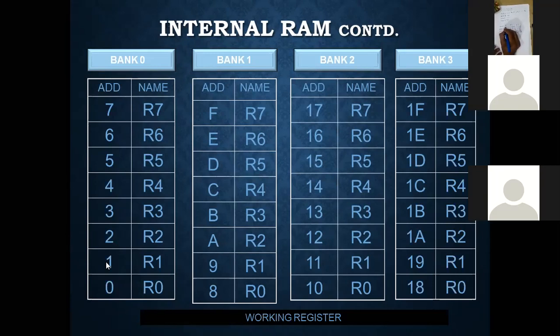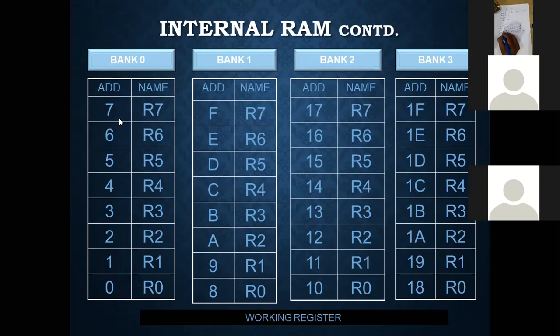Okay, and in the figure in the PPT, you can see that the bank 0 R0 register address is 00H. Okay, R1 is 01H, 02H is the address of the R2 register. In this way, the R7 register will have the address 07H. Just look into the PPT, you can see.